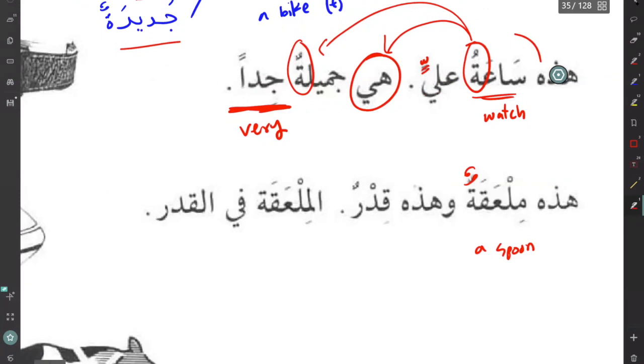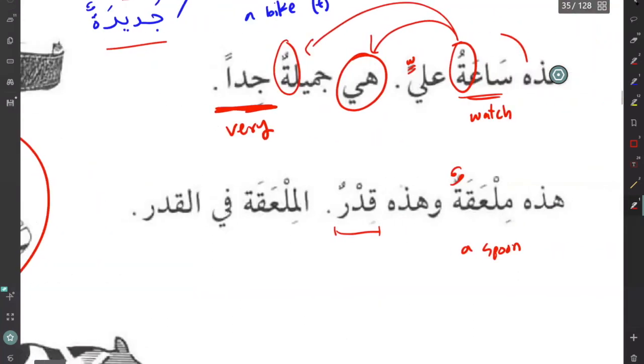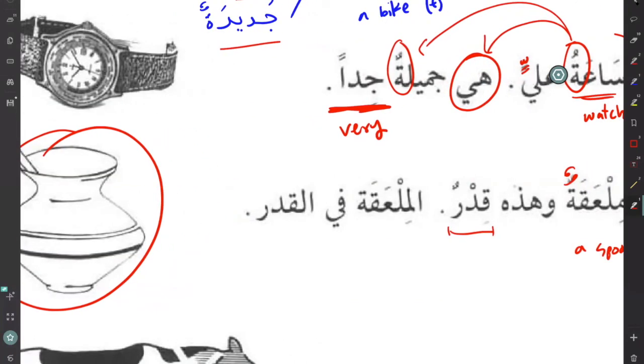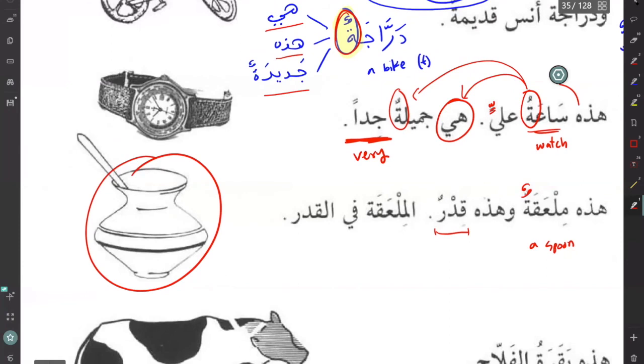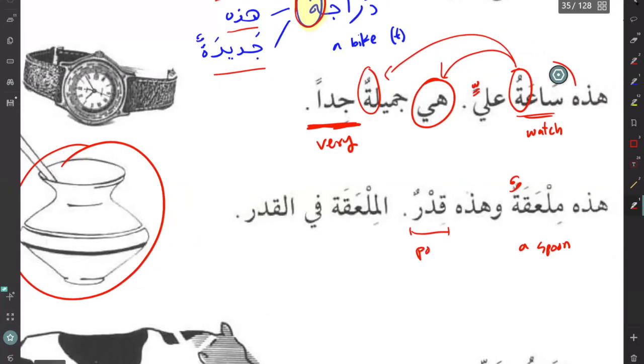Wahadihi qidr. Qidr is what? Qidr is, you know, a bowl or, what do you call a pan or something like that? These things. This is qidr. What's the English word you would use? What is that word? It's not coming to my mind. Pot. Yes, thank you. Pot.